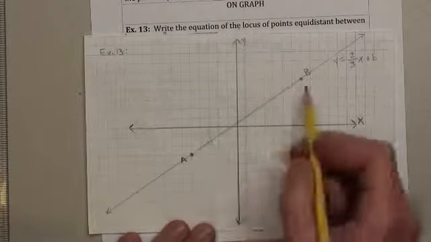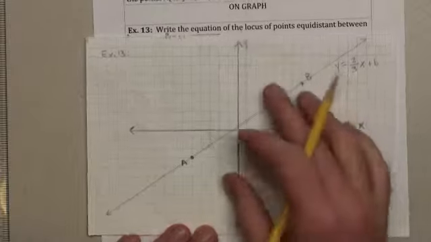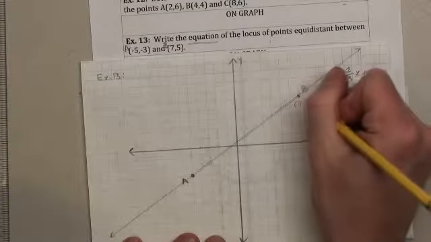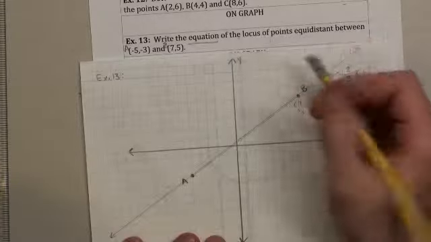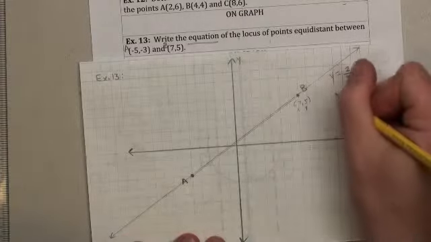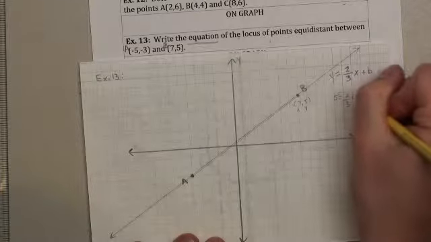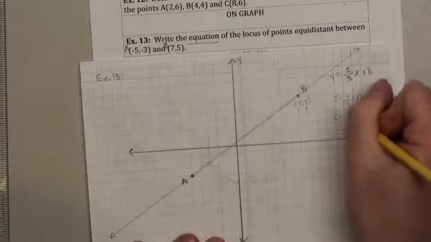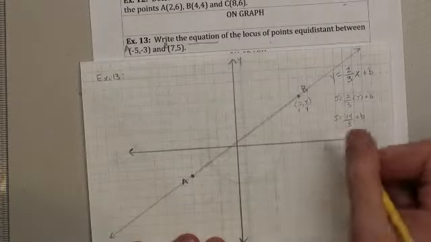So take one of these 2 points. Let's take b since they're both positive. Which was (7, 5). And plug the 7 in for the x and the 5 in for the y, and we'll solve for b. So we got 5 equals 2/3 times 7 plus b. 5 equals 14/3 plus b.